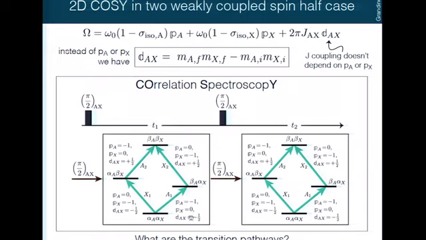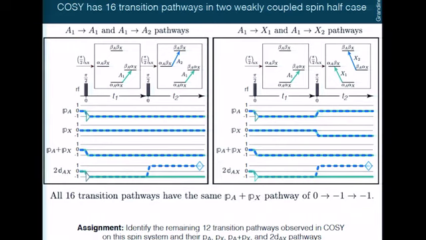But what happens is A1 gets transferred to A1. It also gets transferred to X1. It gets transferred to A2 and to X2. So that's 4 transition pathways. X1 goes to X1, X1 goes to A1, X1 goes to A2, X1 goes to X2. That's another 4. Count them all up, there's 16 transition pathways. And in COSY, we know there are 16 lines in a COSY spectrum. That's the 16 transition pathways.